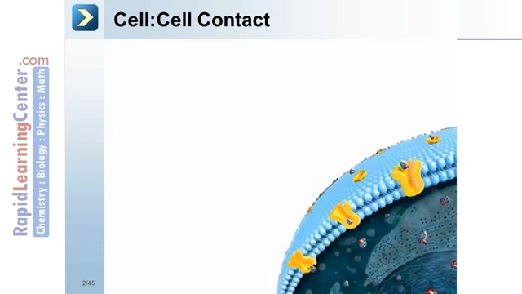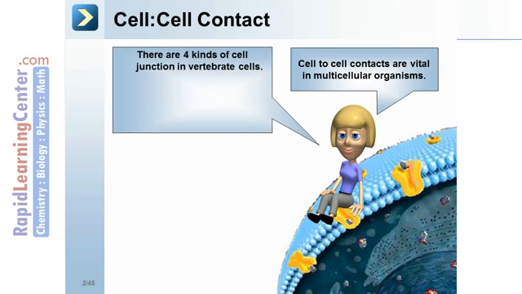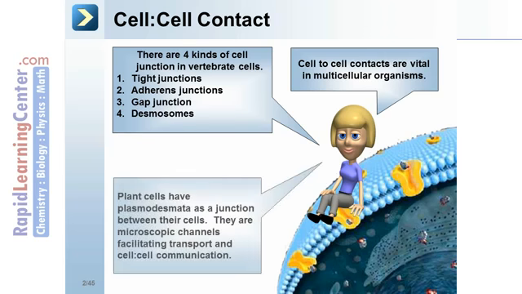Cell-cell contact. This is a schematic of an outer cell membrane. Cell-to-cell contacts are vital in multicellular organisms. There are 4 kinds of cell junctions in vertebrate cells: tight junctions, adherens junctions, gap junctions, and desmosomes.